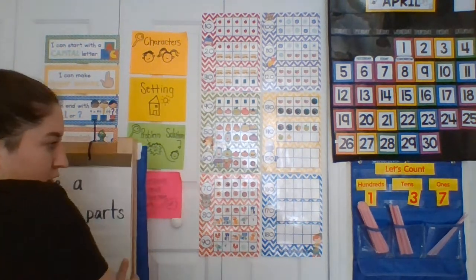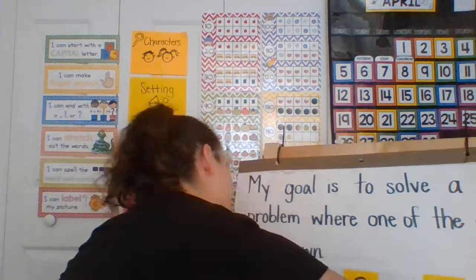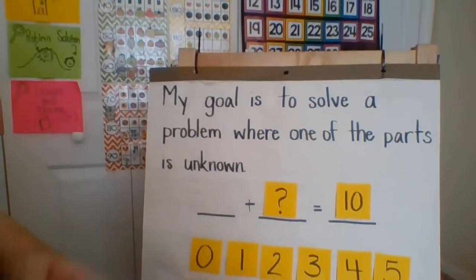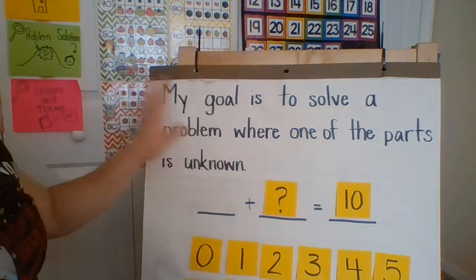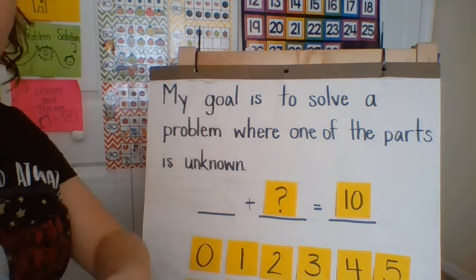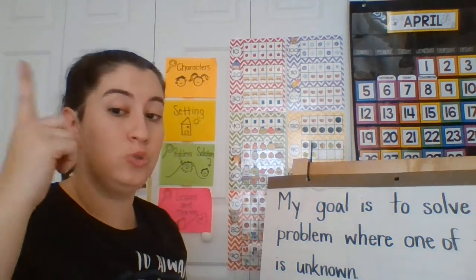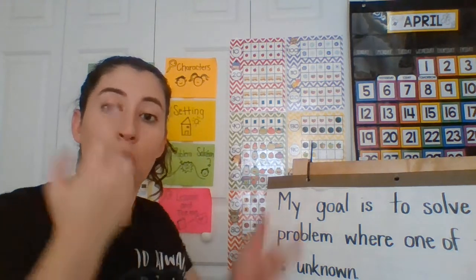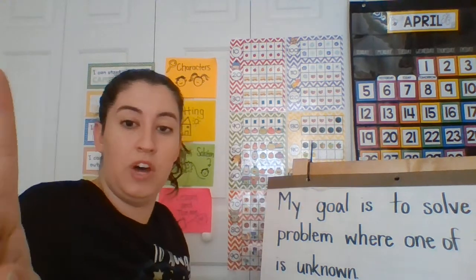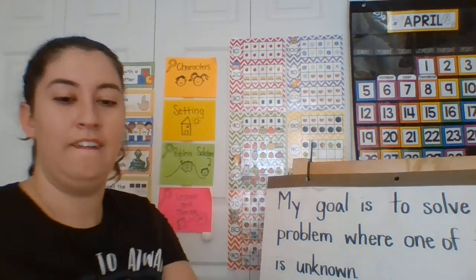But Mrs. Arnold's going to pull out her handy dandy chart here. Okay, can we see that? Got to turn you a little and angle you down. There we go. Okay, so today we are going to still be working on the goal we started last week. Let's go ahead and review our goal, okay? My goal is to solve a problem where one part is unknown. Very good.